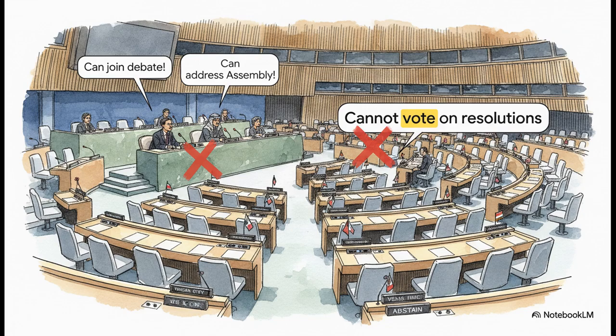Well, there are two special cases with permanent observer status, Vatican City and Palestine. This means they can come, they can join the debates, they can make speeches, but they don't get a vote. Palestine has tried over and over to get full membership, but that big decision isn't up to the General Assembly. It's up to the Security Council.